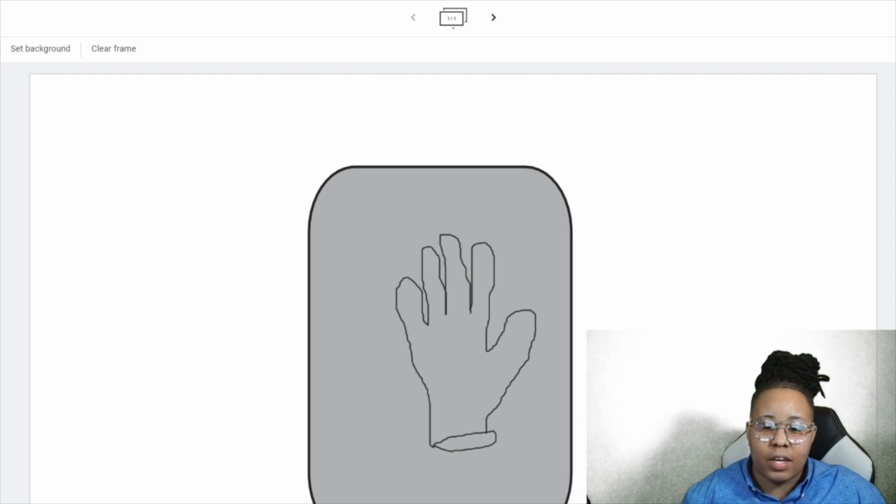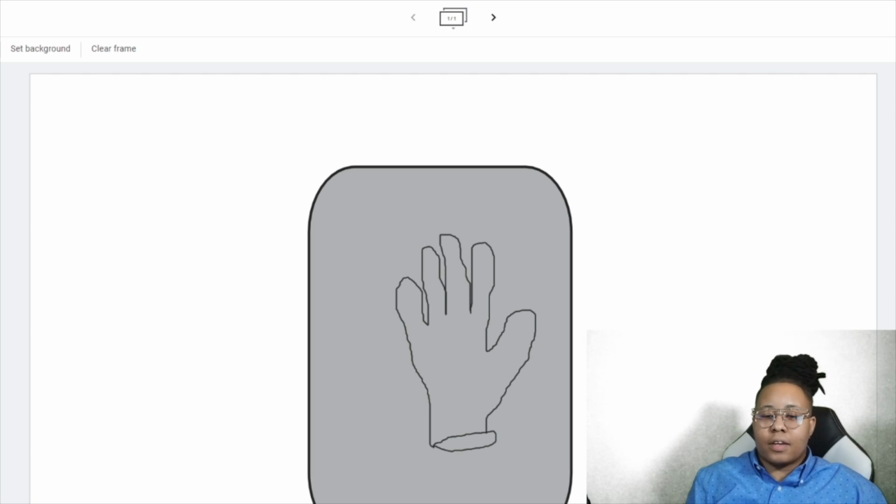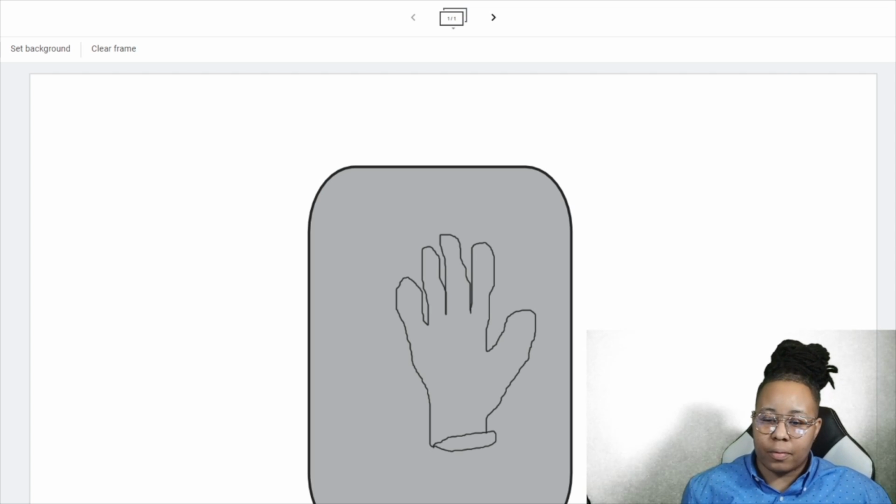I want you to take your launch log and see if you can first come up with a problem and then sketch out something that you think that you can use to solve your problem.